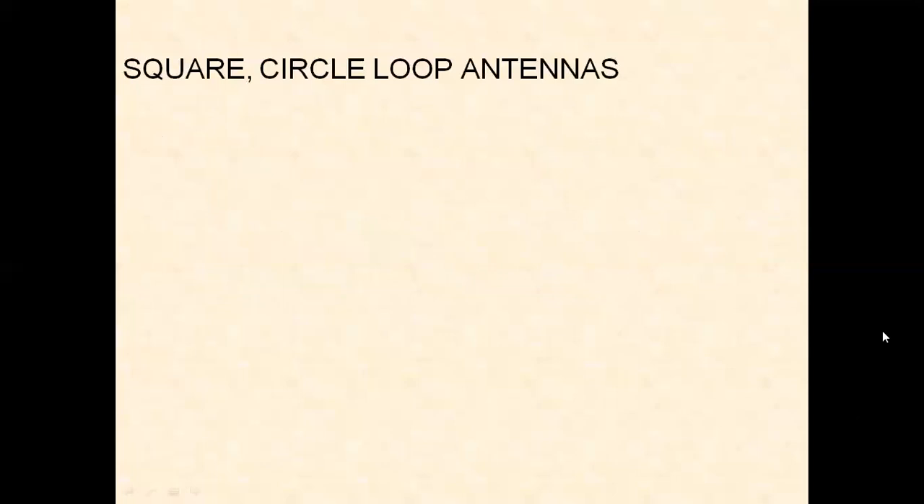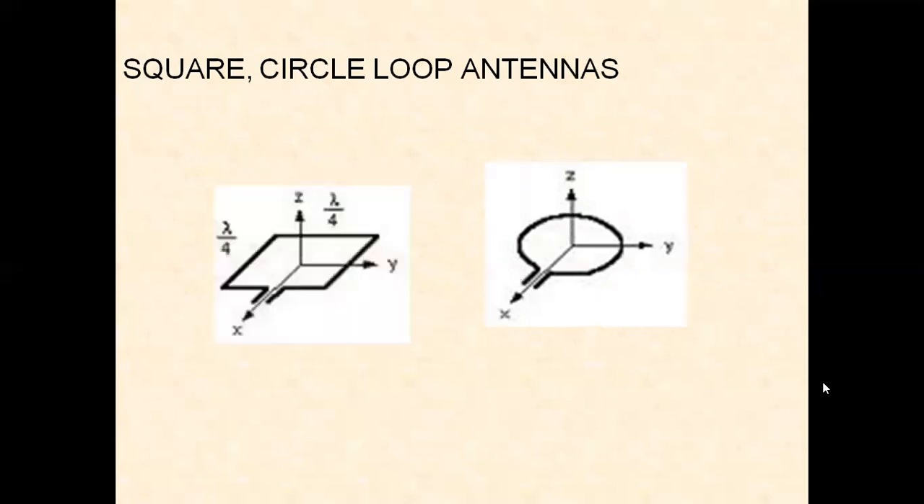And we have square and circular loop antennas. This is the structure of the square loop. We have x-axis, y-axis, z-axis. This is the feed point. This is the square loop antenna. The structure is made in the form of a square. The three-dimensional plane is shown here. The length here is lambda by 4. The width is also lambda by 4.